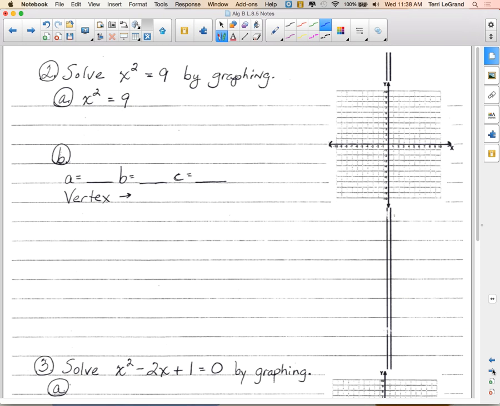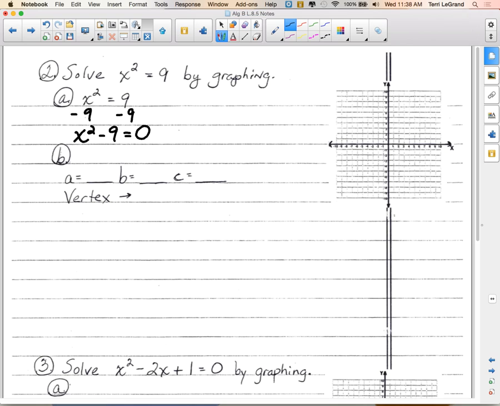Let's start with number 2, solve x squared equals 9 by graphing. Okay. What's our first thing we do? Get it set equal to 0. Yep, so we're going to subtract what? 9. So we'll subtract 9 so that we have the quadratic function in standard form on one side and 0 on the other.